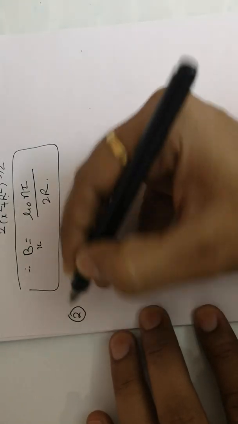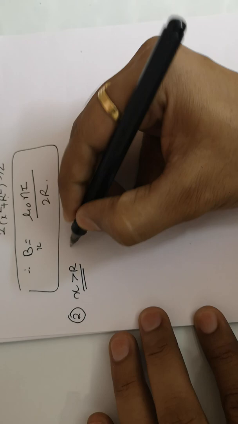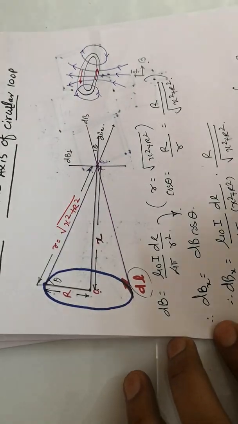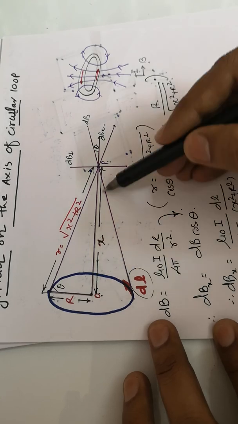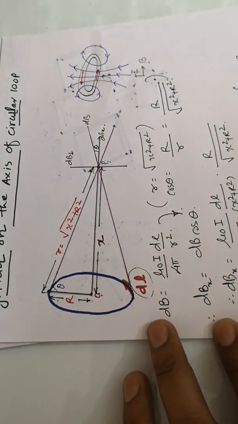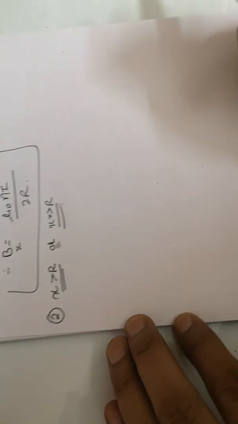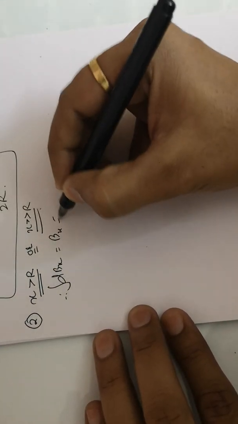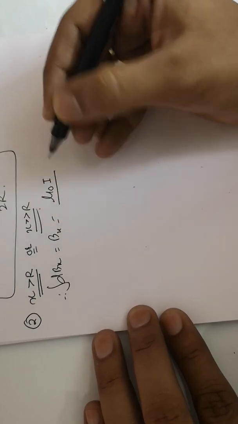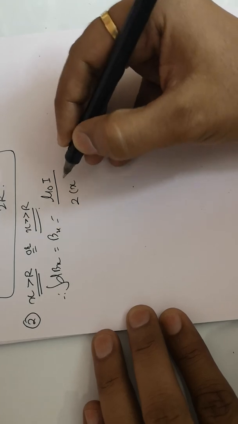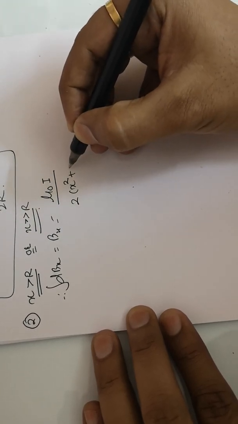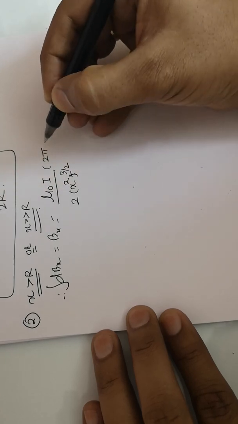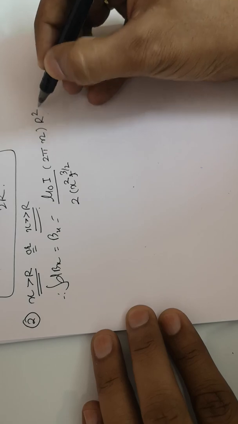The next case is x greater than R, or rather x very much greater than R. You can see from the figure that the axis distance x at this point P is larger than R. So we will use this in the expression. The integration of dBx, that is B x, equals mu 0 I, and since R square is negligible compared to x square, x square plus R square becomes just x square, raised to 3 by 2, and mu 0 I remains. Instead we have 2 pi into R, and that is R square.